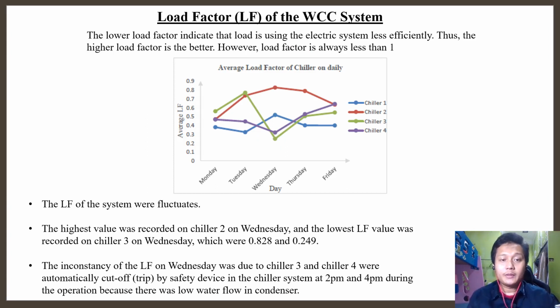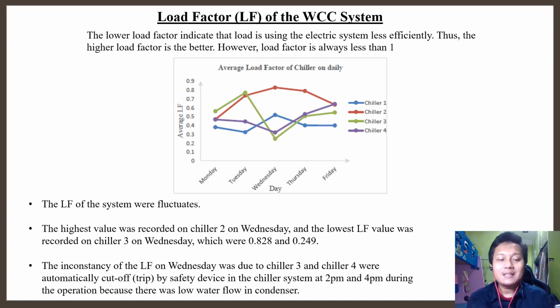The lowest load factor indicates that the load is using the electric system less efficiently. Thus, the higher the load factor, the better. However, load factor is always less than 1. The load factor of the system will fluctuate. The highest value was recorded on chiller 2 on Wednesday, and the lowest load factor value was recorded on chiller 3 on Wednesday, which were 0.828 and 0.249.